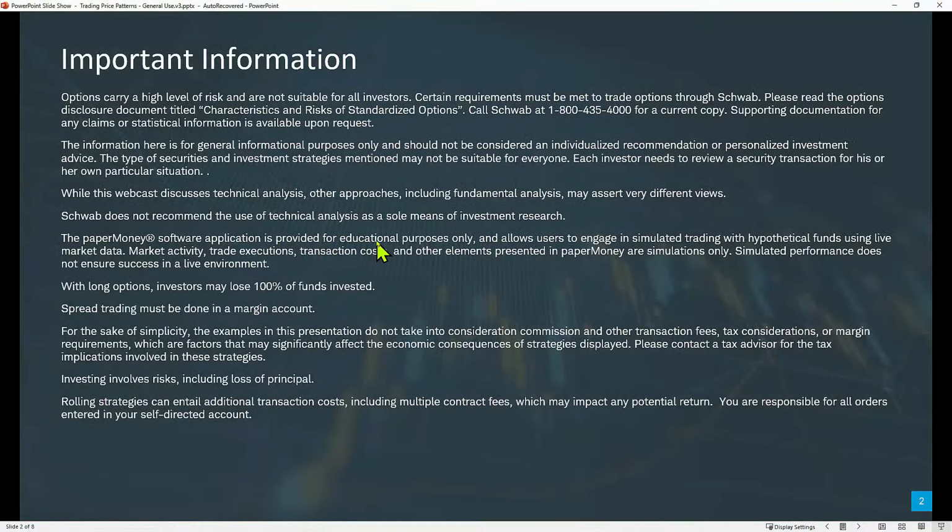Know that when we talk about options, those carry a high level of risk and aren't suitable for all investors. We use the Paper Money software application on the Thinkorswim desktop platform to place our example trades. And all of you have access to a Paper Money account on your Thinkorswim platform as well. It is a brilliant place to practice, to make sure you understand the platform and, more importantly, the trading strategies that you are considering trading.